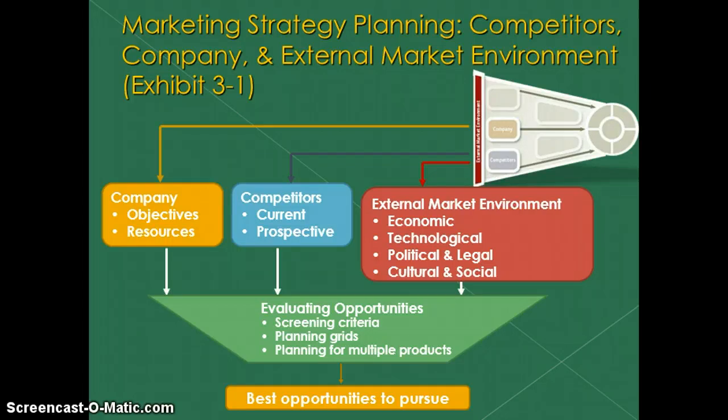Opportunity evaluation is aided by several screening criteria, or strategic planning grids. The General Electric strategic planning grid, we'll be talking about that here shortly, and you're going to need to be aware of that. Oftentimes, firms have to plan for multiple products at the exact same time, and these planning grids are very helpful to determine what to pursue and what not to pursue. Once you have considered all of the things listed above, a firm is then able to hopefully identify the best opportunity or opportunities to pursue.